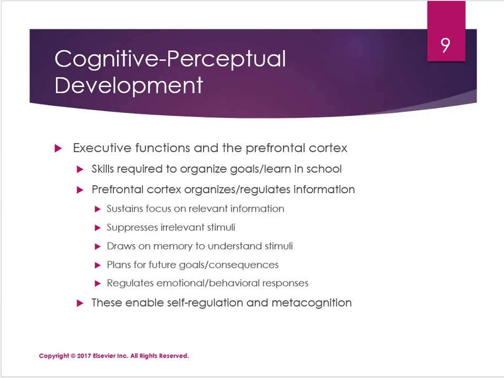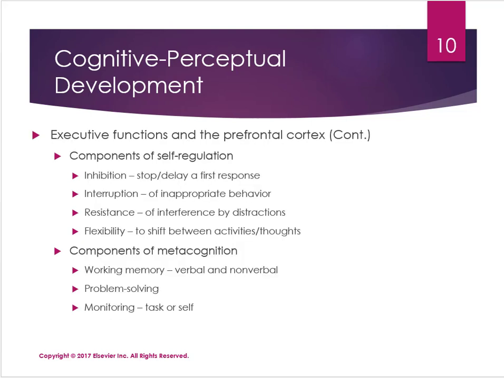So let's talk a little bit about executive functions and the prefrontal cortex. These are skills that are needed to organize goals and to learn in school. The prefrontal cortex helps us organize and regulate information. It helps us to focus on what's the most important part of that information, and to suppress irrelevant stimuli. It helps you to draw on memory to understand that stimuli if something previously might have impacted it. It helps to plan for future goals and consequences, and helps regulate emotional and behavioral responses.